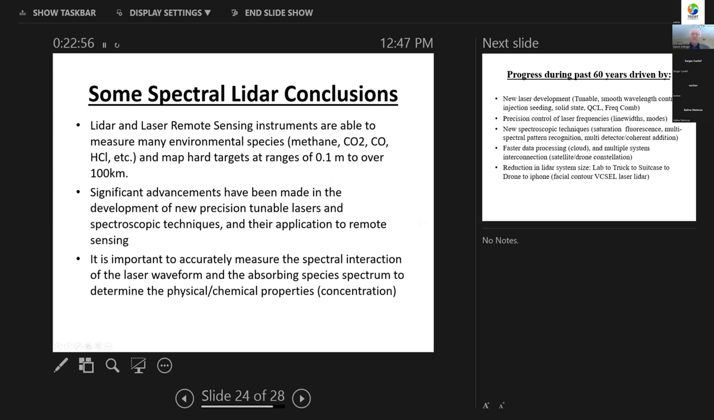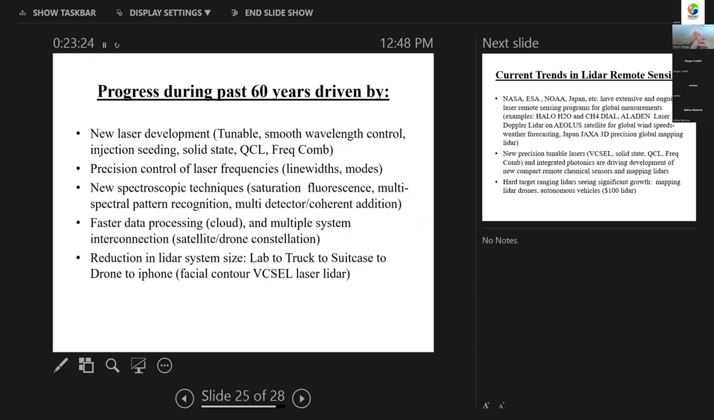There are many significant advances that have been made in the development of new precision tunable lasers and spectroscopic techniques, and they have been applied to remote sensing. And I just want to emphasize it's very important to measure the spectral interaction of the laser waveform and the absorbing species in order to determine the chemical properties, i.e. the concentration of that.